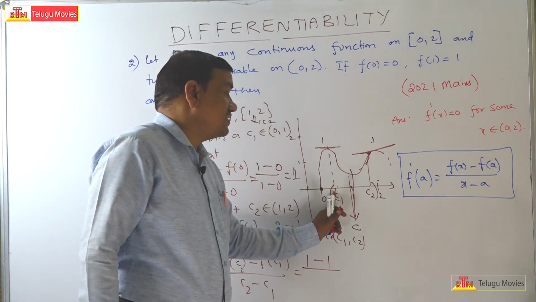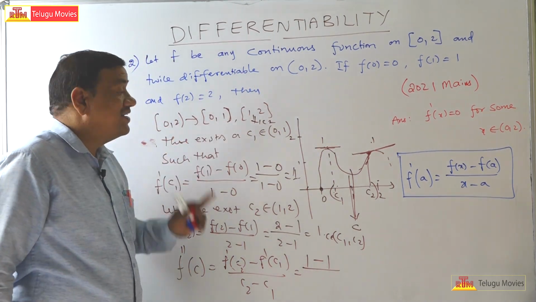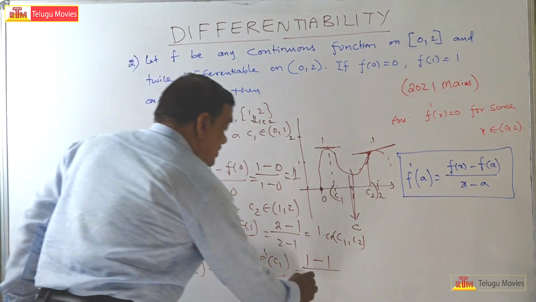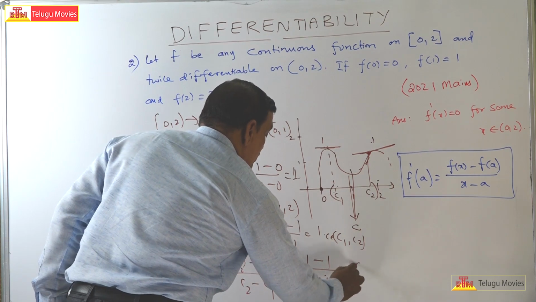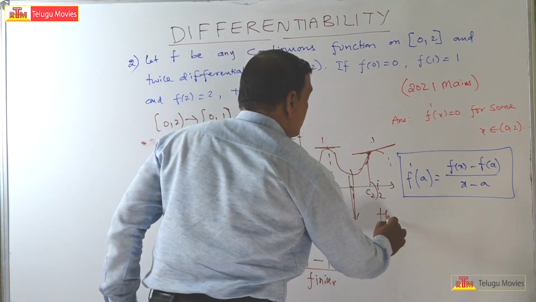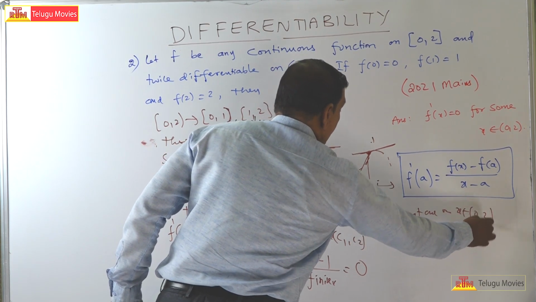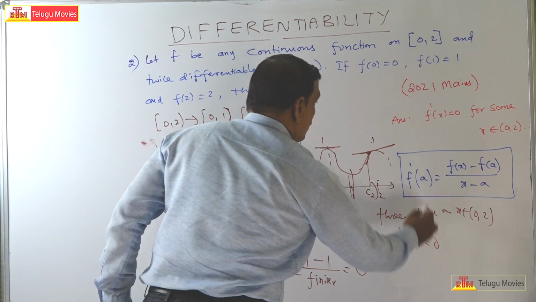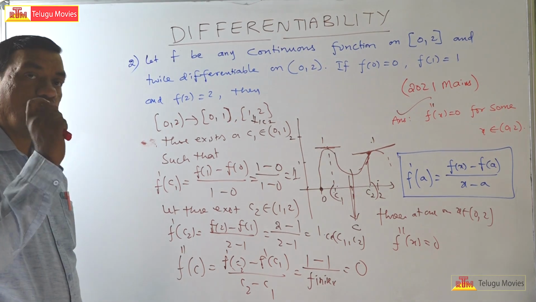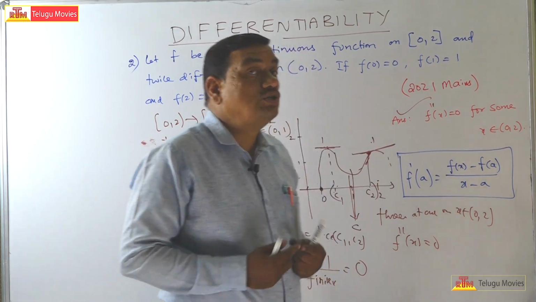Why? Because C1 is in the interval from 0 to 1, and C2 belongs to the interval 1 to 2. Therefore, definitely they are not equal, so this is some finite quantity, and the result is equal to 0. Therefore there exists at least one x belonging to (0, 2) such that f double dash of x is equal to 0.